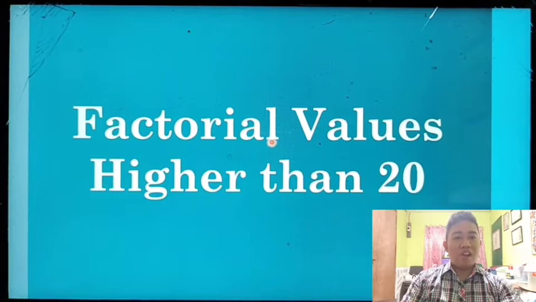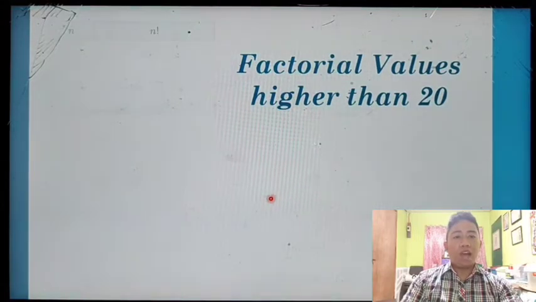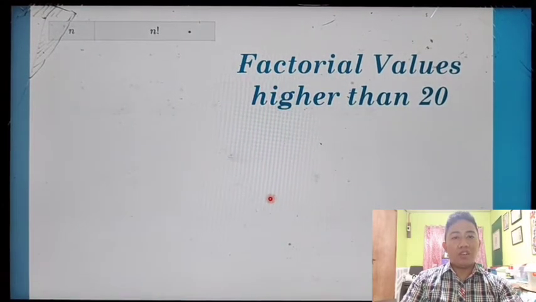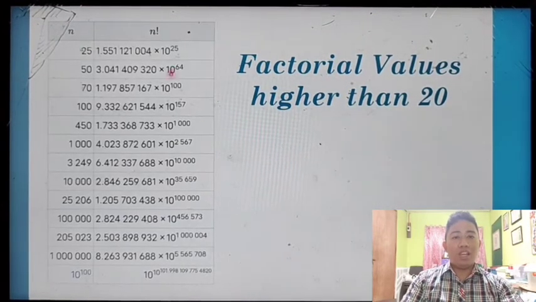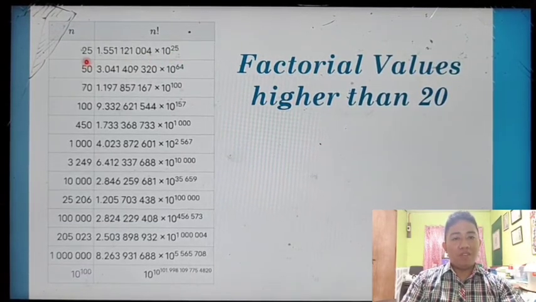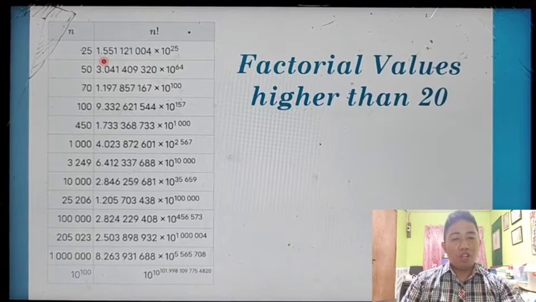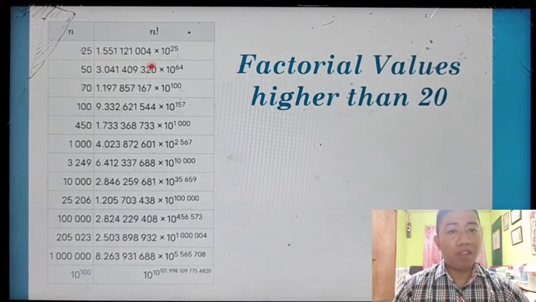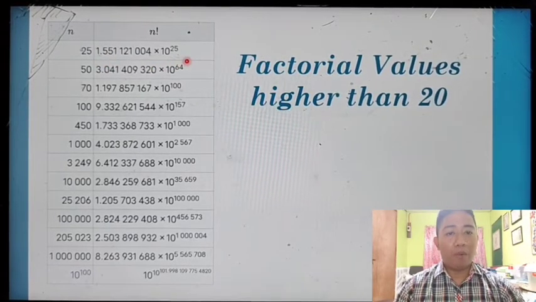Okay, so we have factorial values higher than 20, which are expressed in scientific notation. So we express the answer of the given factorial with extremely large numbers. For example, the value of 25 factorial is about 1.5 something multiplied by 10 to the 25th power.